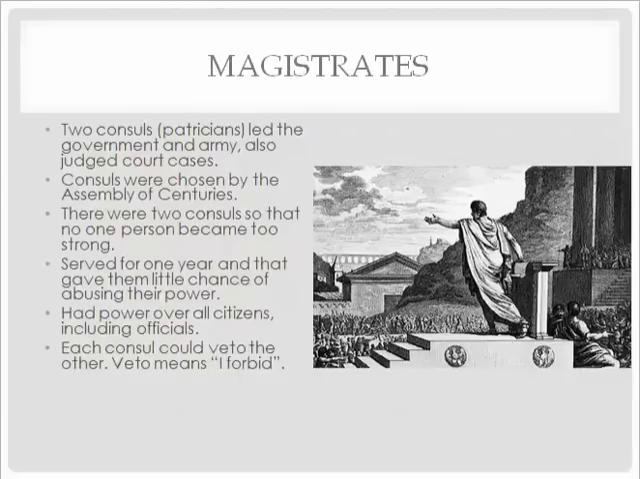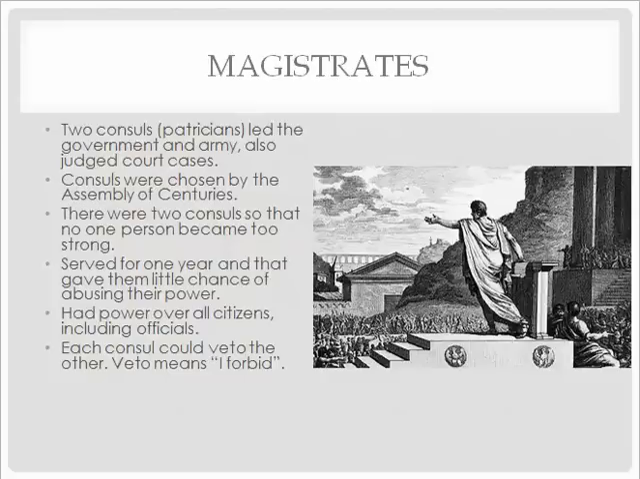So the magistrates were two consuls. Originally they could only be patricians, led the government and army, and also judged court cases. Consuls were chosen by the assembly of centuries. There were two consuls so that no person became too strong. Remember, Rome is all about keeping the power down. They don't want abuse of power.